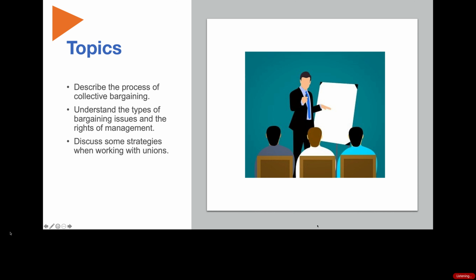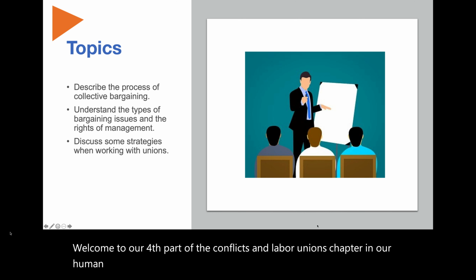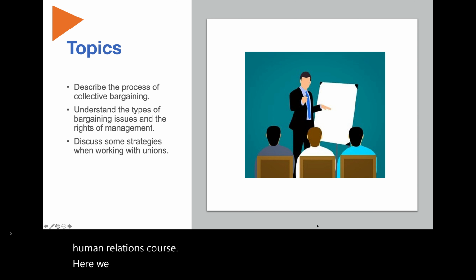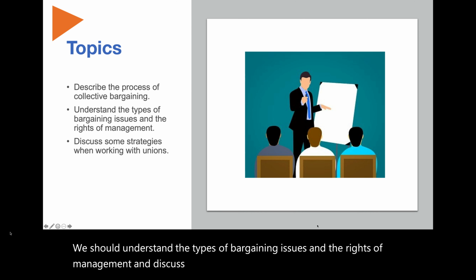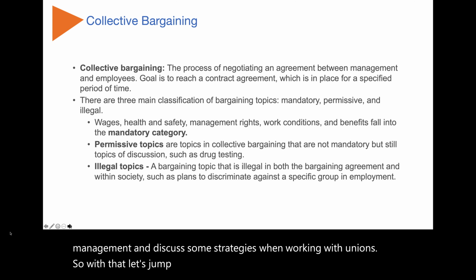Welcome to our fourth part of the Conflicts and Labor Unions chapter in our Human Relations course. Here we are about to describe the process of collective bargaining. We should understand the types of bargaining issues and the rights of management, and discuss some strategies when working with unions. So with that, let's jump into collective bargaining.